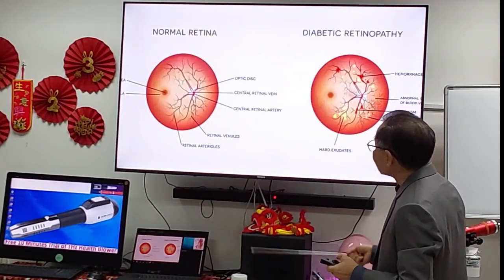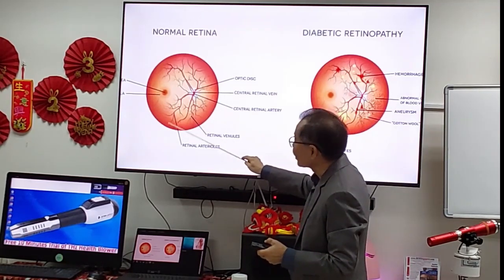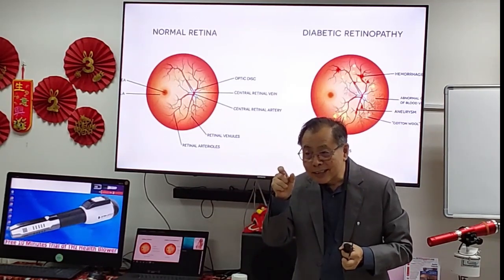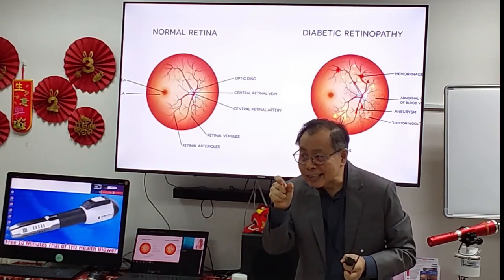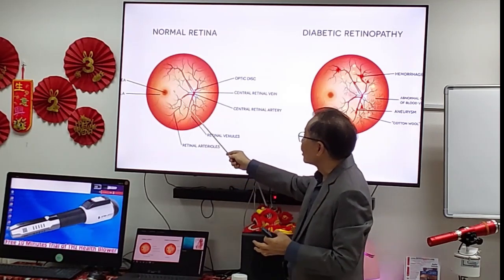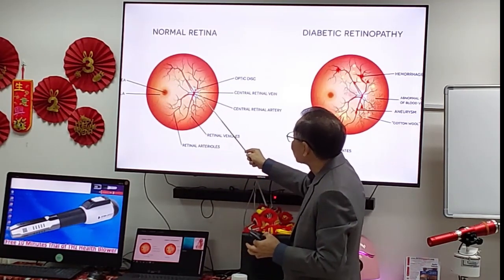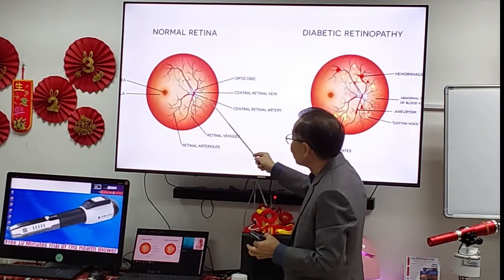In the eye, this is a normal one. See the beautiful blood vessels? Remember, the doctor takes a light and shines it in your eye and then peers through it. This is what they see. This is where the nerve comes out from. This is where you can see most clearly.